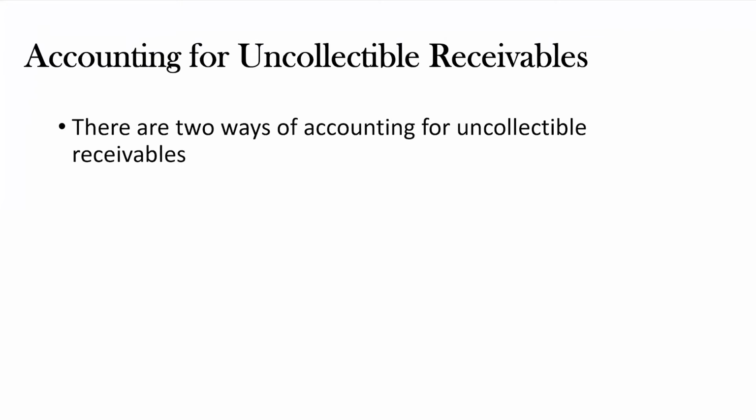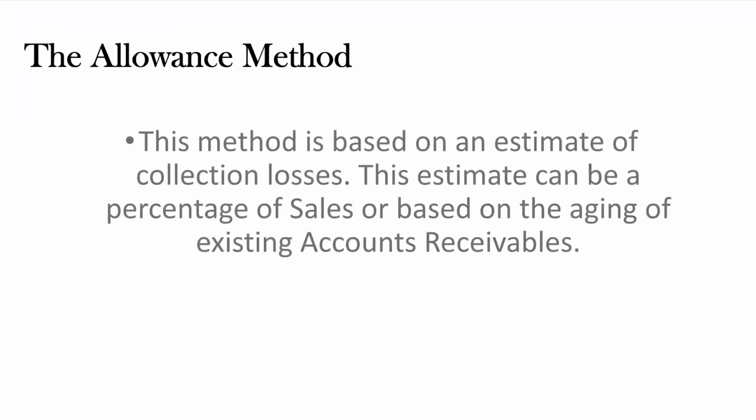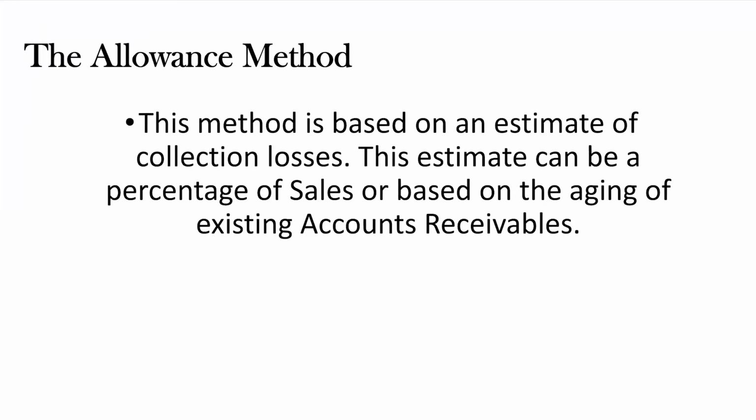So with that, we need to learn how to account for the uncollectible receivables. There are two ways of accounting for uncollectible receivables. One, we have the allowance method, and two, we have the direct write-off method. The allowance method is based on an estimate of collection losses. This estimate can either be a percentage of the sales that you made or based on the aging of the existing accounts receivable. Here, we're saying, let us make an estimate of what we think will be uncollectible, the losses that we might face due to persons not paying us.